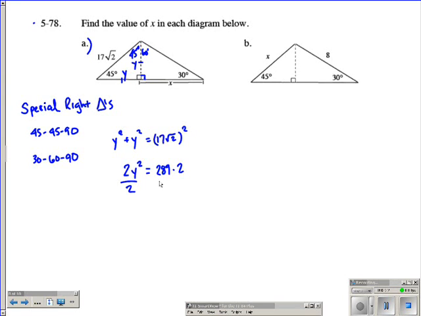can divide each side by 2 here. My 2's end up creating a big giant 1 on both sides, leaving me with y squared equals 289. I take the square root of each side, and I should end up with y equaling 17. So each side up here is going to be 17.